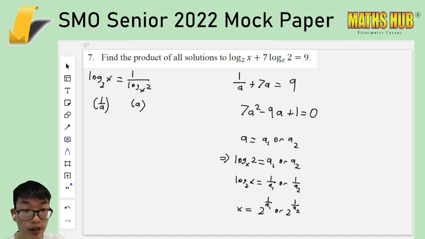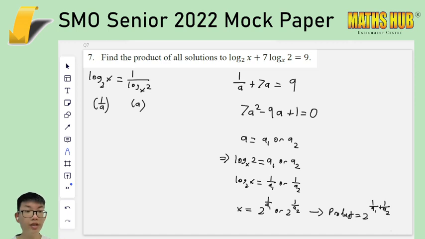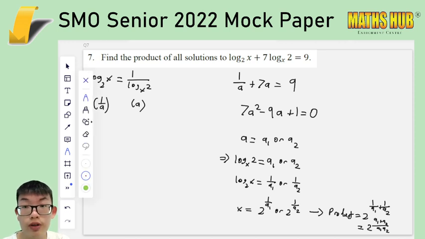And the product of these two would come from adding together the exponents, 2 to the 1 over a1 plus 1 over a2. Which in turn is 2 to the power of a1 plus a2 over a1, a2. Now, this is good news because we can find the sum and product of a1, a2 since they are roots of this quadratic equation over here.